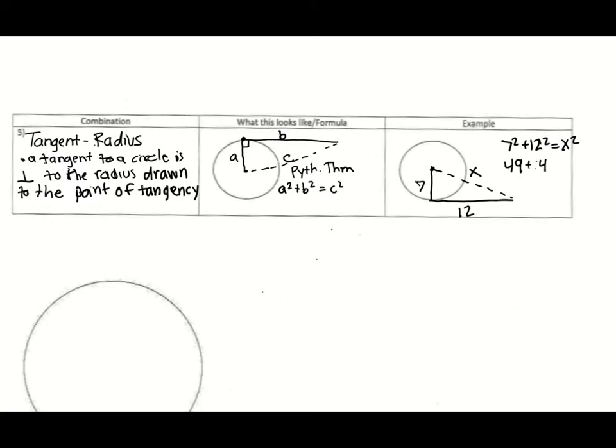49 plus 144, and that gives us 193 equals x squared. Take the square root to figure out what x equals. We get 13.9 equals x.